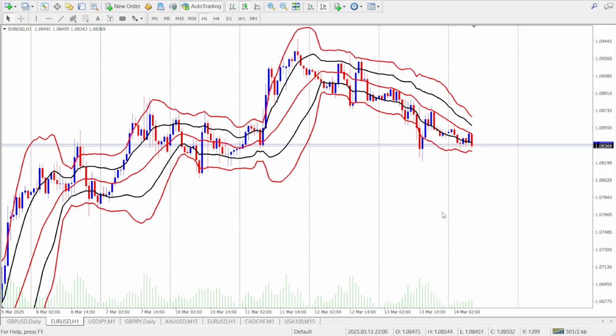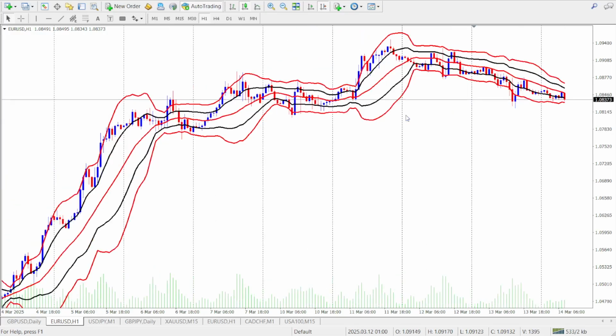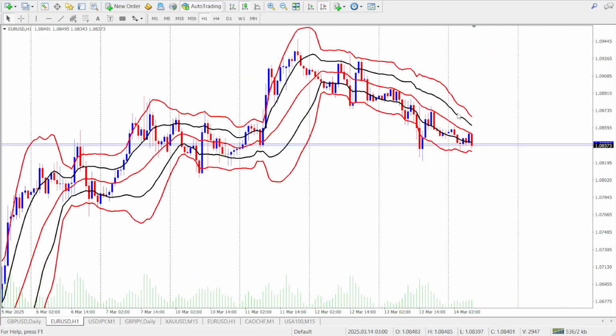So by doing this, we create 4 distinct zones. 1, 2, 3, 4. You can see this first zone, this second zone, this third zone, this fourth zone. So we create 4 distinct zones that give us better insights into market strength and momentum. The first zone is the strong bullish zone.